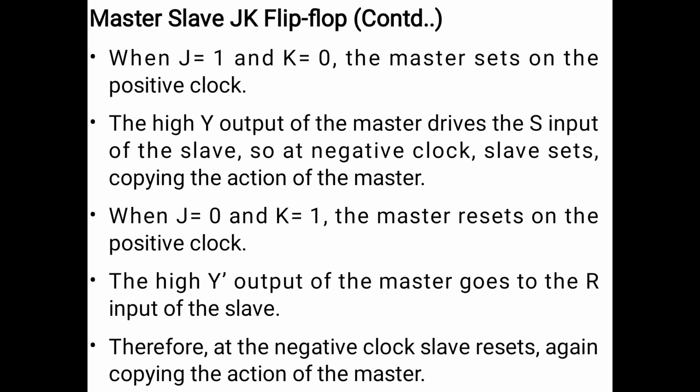When J is equal to 1 and K equal to 0, the master sets on the positive clock and the output Y, which is high, of the master drives the S input of the slave. So at negative clock, the slave sets, copying the action of the master. When J equal to 0 and K equal to 1, the master will be resetting on the positive clock and the high output of the master goes to the reset input of the slave. Therefore, at the negative clock, the slave resets again, copying the action of the master.